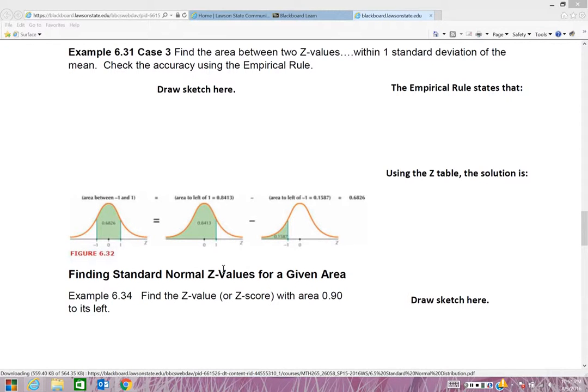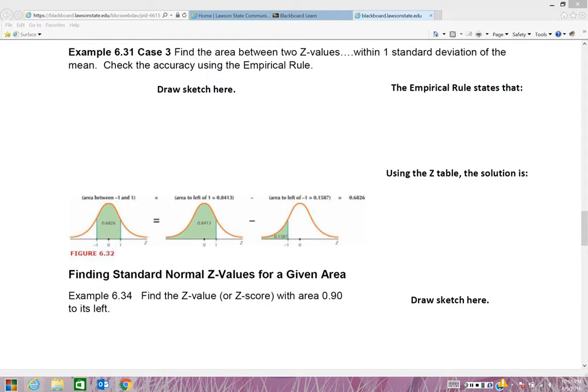Alright, in this video, I'm going to show you how to find the area between two z values. In this particular example, it says find the area between two z values within one standard deviation of the mean. Now, according to the empirical rule, you already know what this answer is. So within one standard deviation of the mean, you should probably already realize, using the empirical rule, that is 68%.